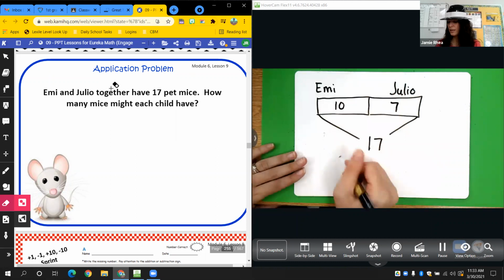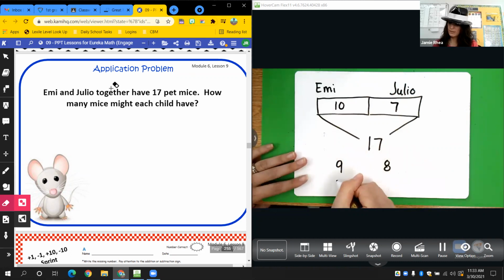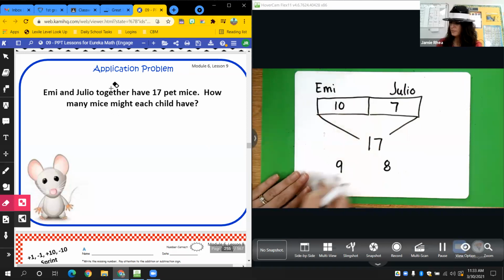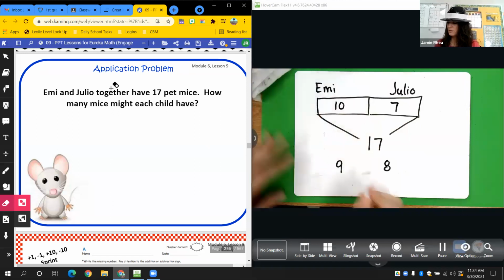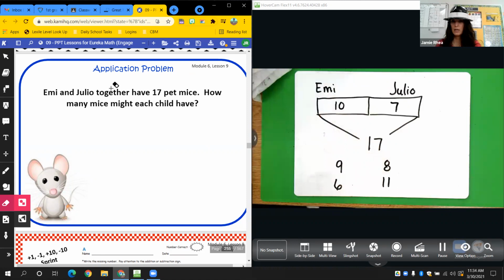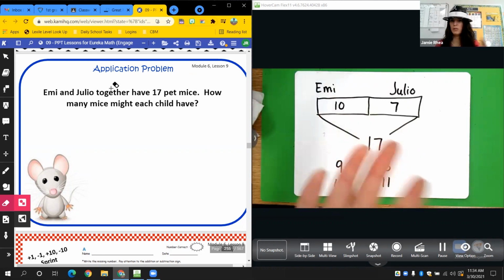But we could also say that Emmy might have 9, and Julio might have 8. Or we could do 6 and 11. So see, there's lots of different ways you could write this. Any of those numbers could be correct. You could even do 1 and 16 or 2 and 15, all the way up till you get to 17.